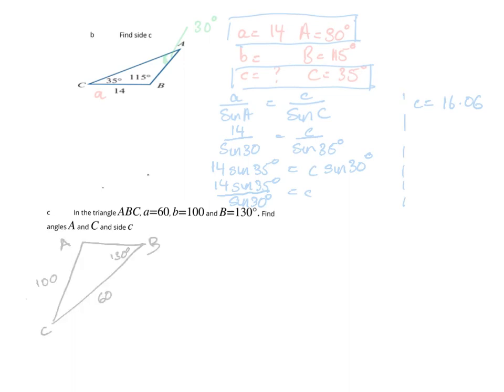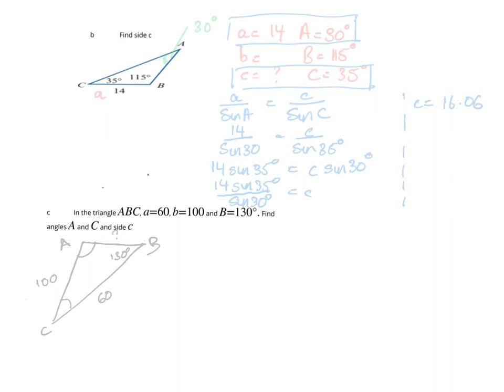In this next example, we're not given the diagram, so from the words, I've drawn the diagram, I've labelled my triangle A, B, C, and put in the information that was given. I'm told that side A, which would be directly across from angle A, is 60, angle B is 130, side B, again, directly across from angle B, is 100, and I'm asked to find angle A, I'm asked to find angle C, and I'm also asked to find side C.